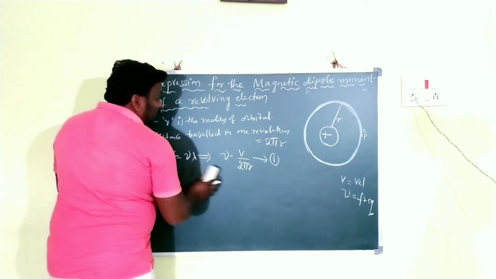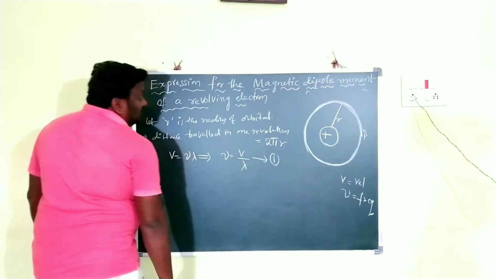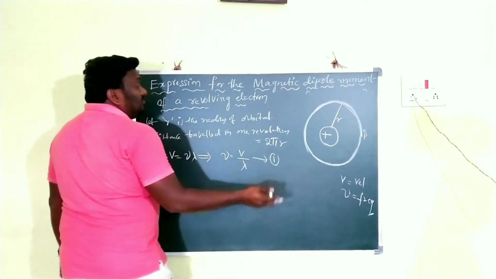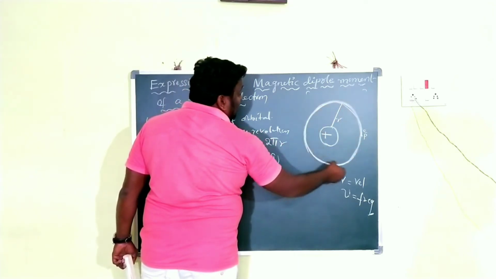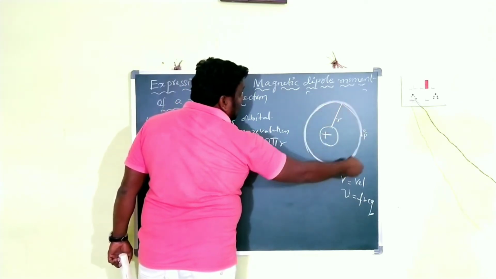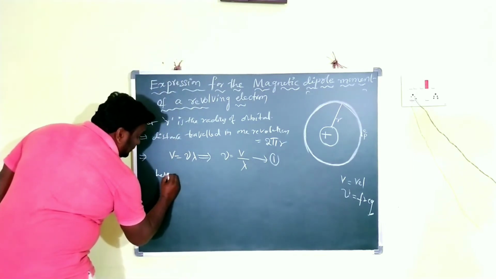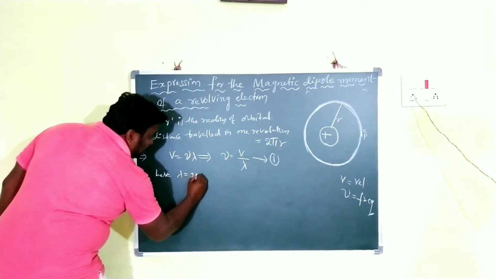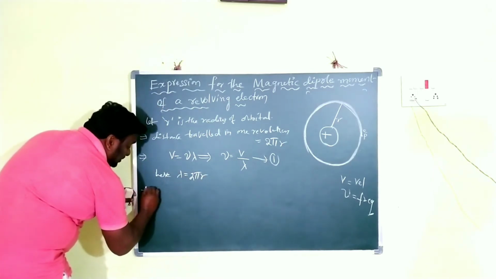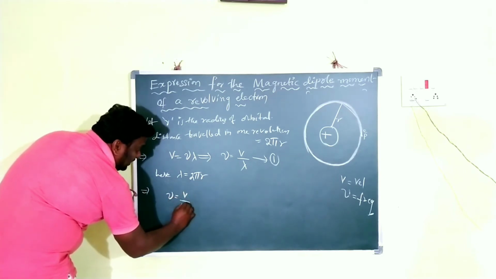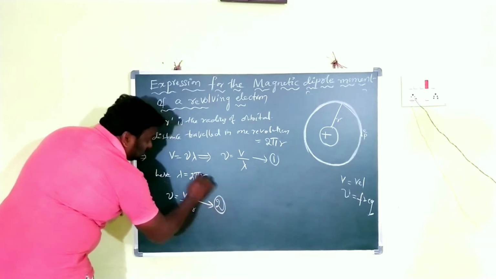Or simply, how we get 2 pi r is like this: nu is equal to v by lambda. What is lambda? Wavelength, the distance traveled by the electron, which is nothing but the circumference of the circle. That's why we take lambda is equal to 2 pi r. Then substituting, nu is equal to v by 2 pi r. This is equation number 2 now.